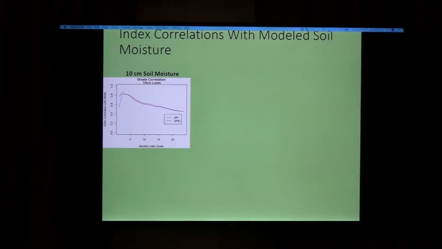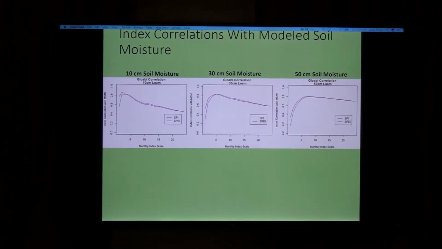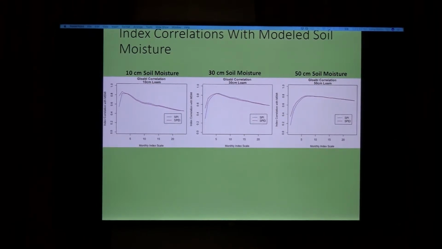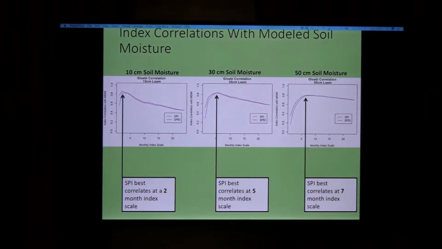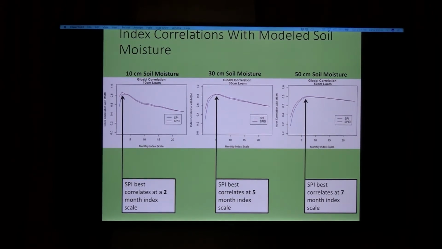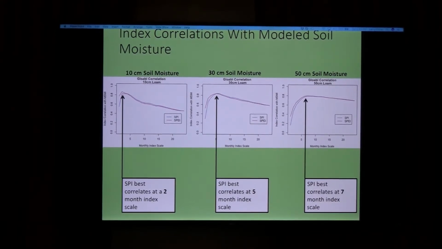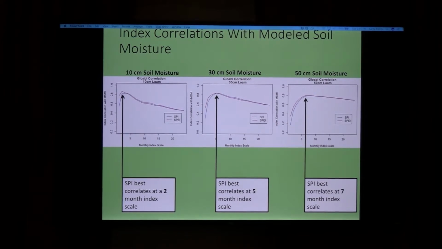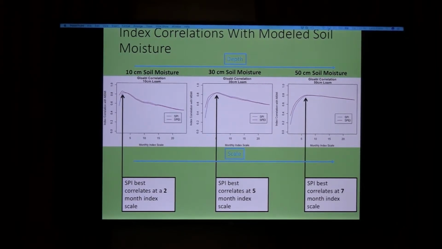We can do this for whatever depth we're interested in because we're modeling the soil moisture. So that was 10 centimeters we looked at originally. Here's 30 centimeters in the center, and then 50 centimeters on the far right. Again, we can find the peaks where they correlate best with our model. So the SPI correlates best at a 2-month window at 10 centimeters, 5 months at 30 centimeters, and 7 months at 50 centimeters. And what we notice here is that as we're moving deeper into the soil, the scale which is correlating best with the soil moisture is also increasing.